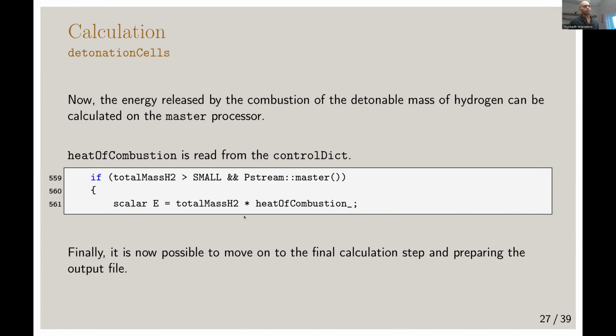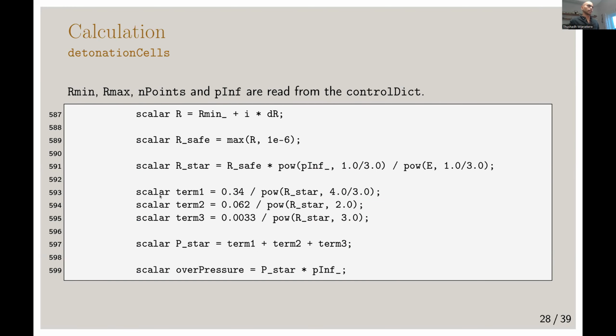Once we know the total mass, and you will also specify this heat of combustion in the control dict, we can easily calculate the total energy release, and then using that formula for pressure, you can easily calculate the pressure. And then remember, we calculated the pressure as a normalized quantity with respect to ambient pressure. So we have to multiply that with the ambient pressure to get the actual overpressure profile. So yeah, now we have sort of completed the calculation, and now it's time to prepare the output.